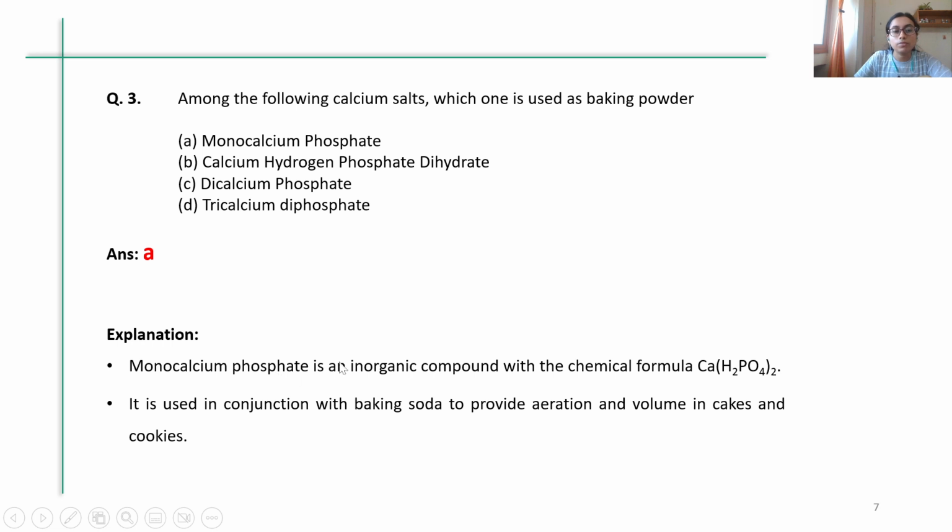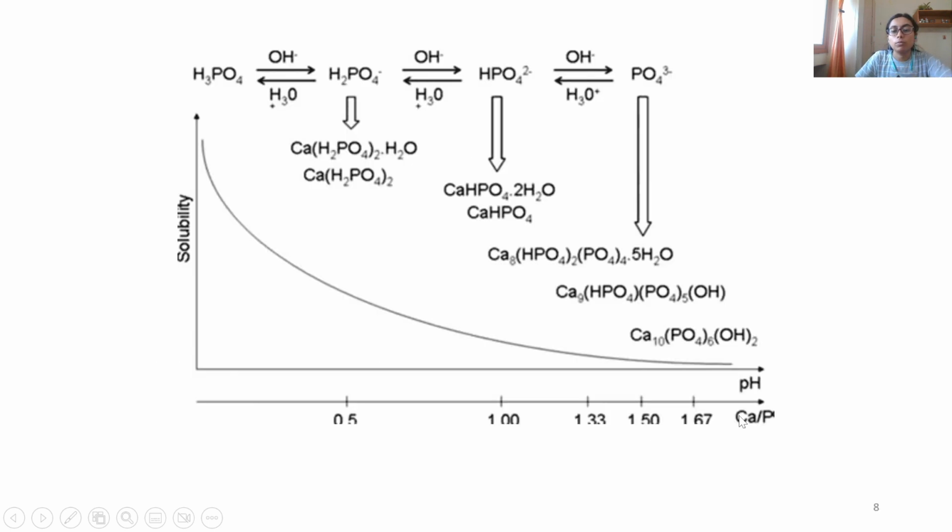So monocalcium phosphate, as we all know, is an inorganic compound with this formula. Phosphate here is monovalent, H2PO4, and since calcium is divalent, we need 2 anions: Ca(H2PO4)2. It is used in conjunction with baking soda to provide aeration and volume in cakes and cookies. So baking powder and baking soda combine to produce carbon dioxide, giving volume in the cakes.